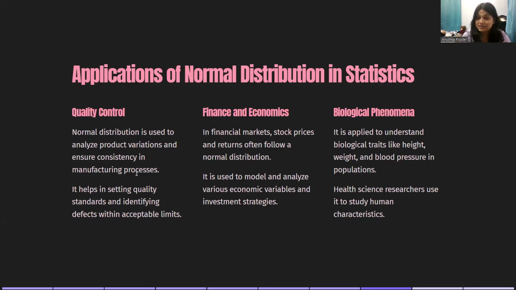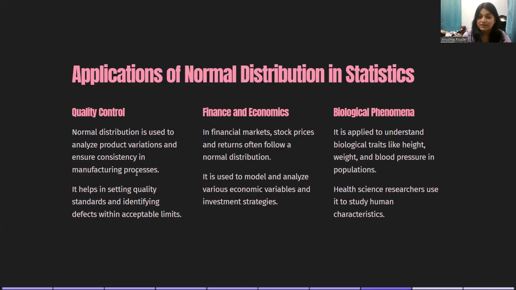And it is easier to identify defects if you use the normal distribution. If you identify the defects sooner, the cost will be less to correct it or perhaps to recover it later on.